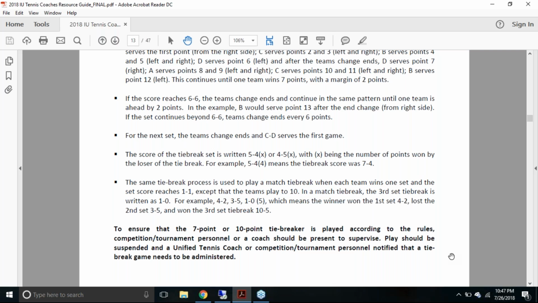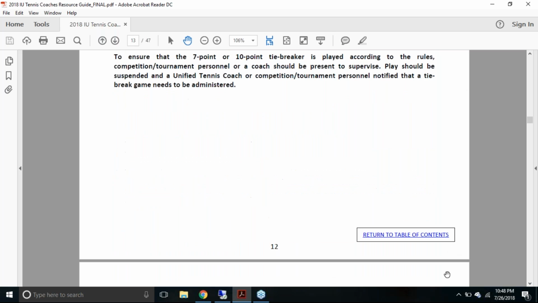When you are competing in matches at the local level, a coach should be the one that actually administers and supervises these tiebreak games. Oftentimes our scorekeepers are totally volunteers, and they are not to be considered in any way officials. So it's best that we allow these games to be played under the supervision of those of us who understand the rules and can guide the student athletes through the serving rotation. And it is perfectly acceptable to suspend play until someone can get to that game and administer.